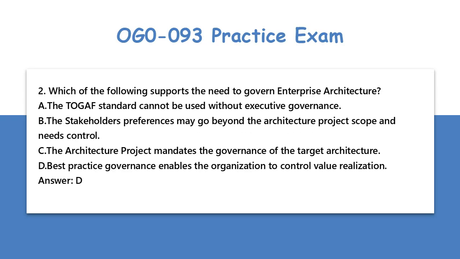2. Which of the following supports the need to govern enterprise architecture? A. The TOGAF standard cannot be used without executive governance. B. The stakeholders' preferences may go beyond the architecture project scope and needs control. C. The architecture project mandates the governance of the target architecture. D. Best practice governance enables the organization to control value realization.